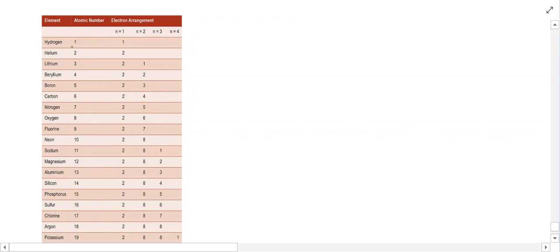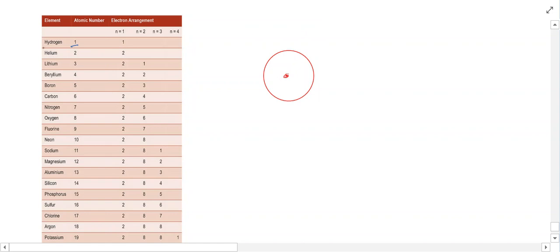So if we take the first one, hydrogen. Hydrogen is the first element on the periodic table, so it has one proton. If we draw it, imagine this is the nucleus. And outside of this, we're going to have one region. So this is our n is equal to 1, and inside here we're going to have the nucleus.